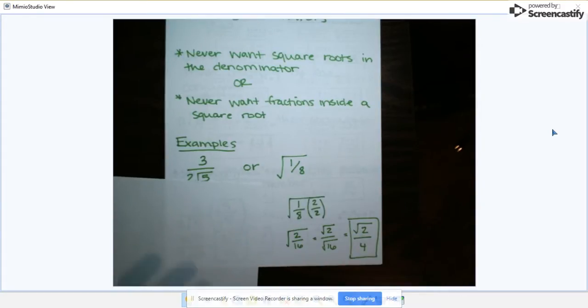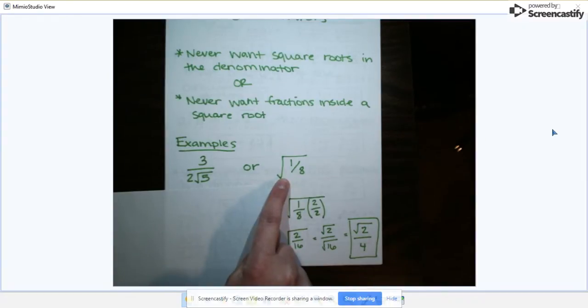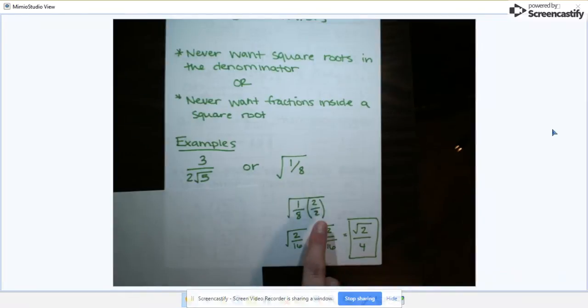Okay, here's the other type of rationalizing. We had square root of 1/8. However, I don't want to keep it as a fraction inside that radical. So I multiply by 2 over 2. Again, we're multiplying by 1, so we don't change our problem.